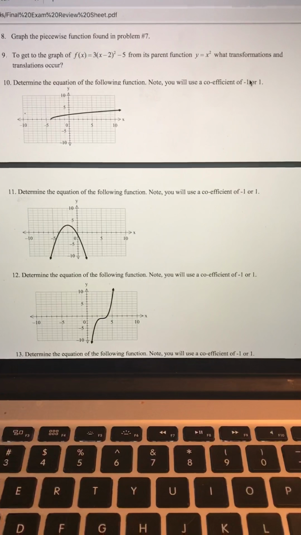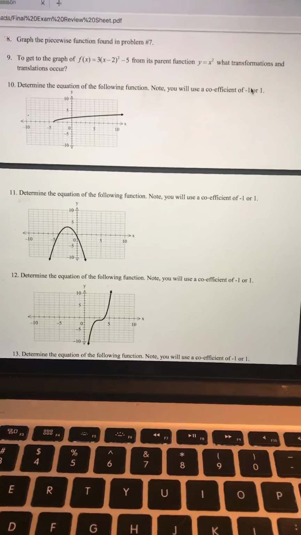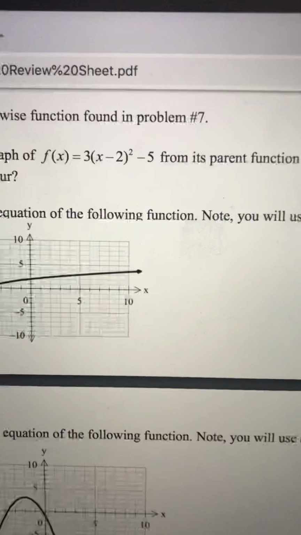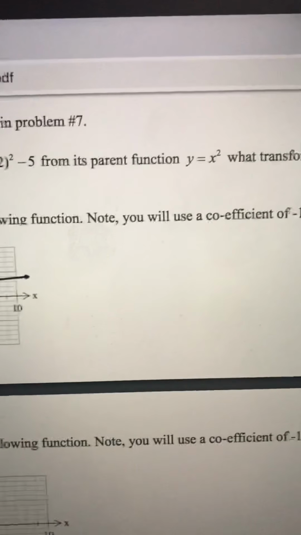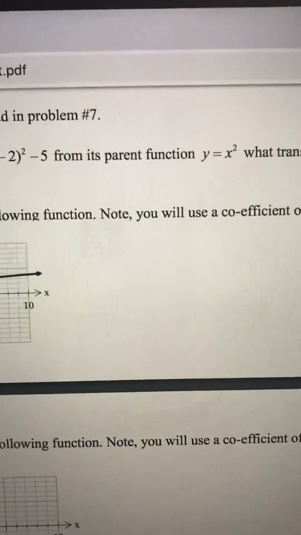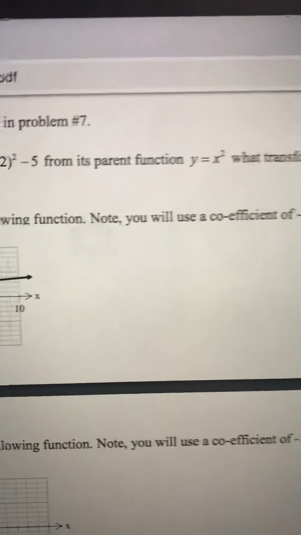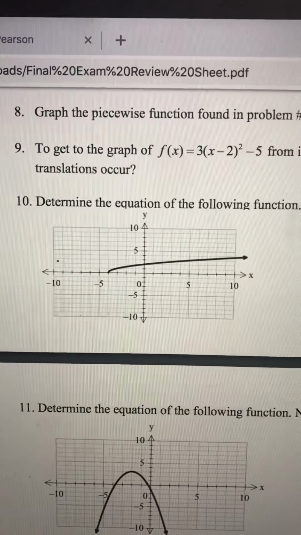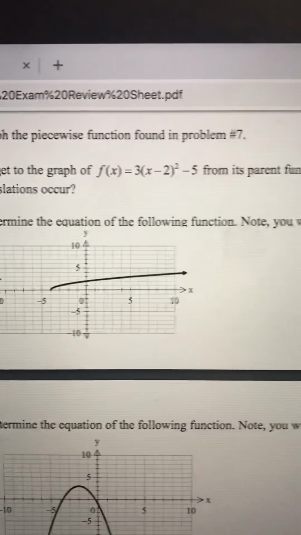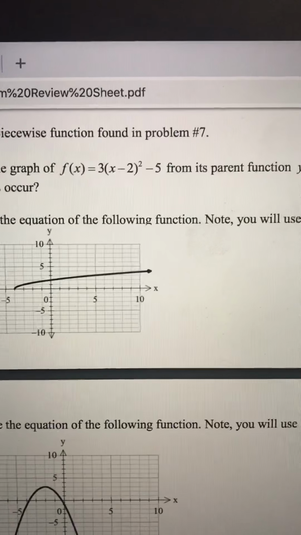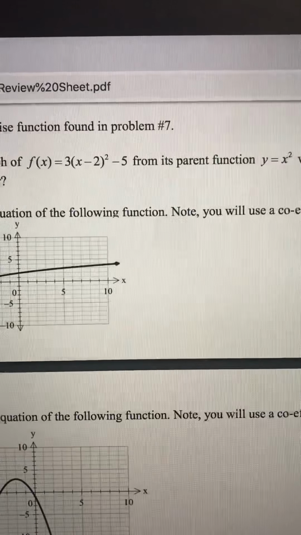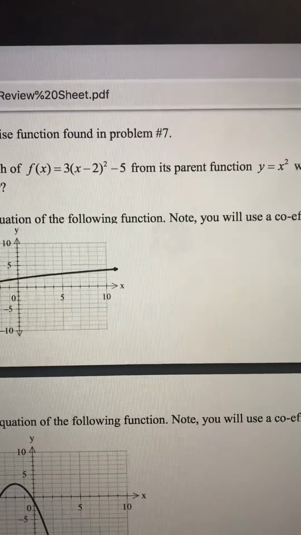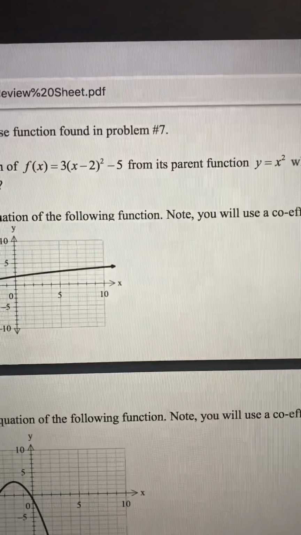To get the graph of f of x equals 3 times the quantity x minus 2 squared minus 5 from its parent function, which is y equals x squared, the squaring function, what transformations and translations occur? All right, so they're not actually asking you to graph it. They just want you to describe how you would get it from just the basic squaring function, which you want to remember is your parabola with vertex at the origin.